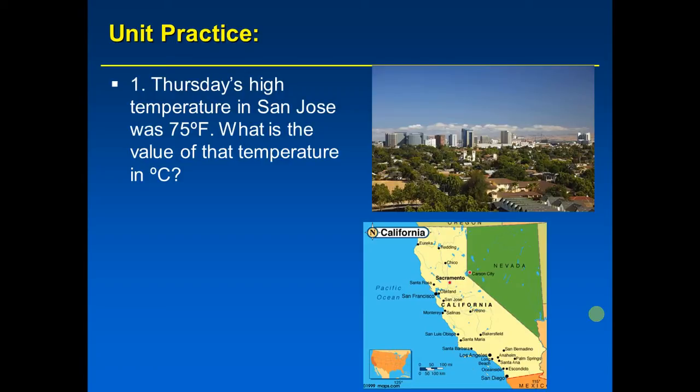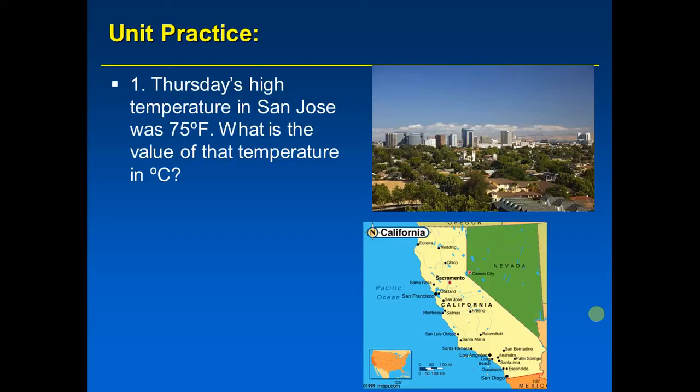On Thursday, September 1st, 2016, the high temperature in San Jose was 75 degrees Fahrenheit. So this video is being recorded on Friday, September 2nd. So yesterday, the high temperature in San Jose was 75 Fahrenheit. Pretty pleasant. It was a little warmer in South San Jose and East San Jose, as often is the case, because those areas of San Jose are further from water, or farther from water.